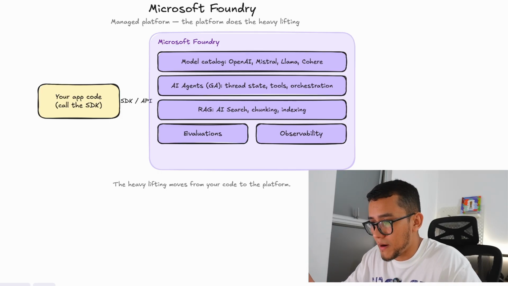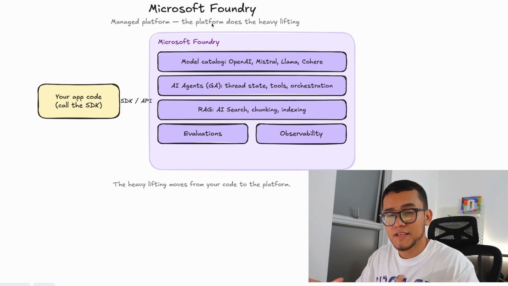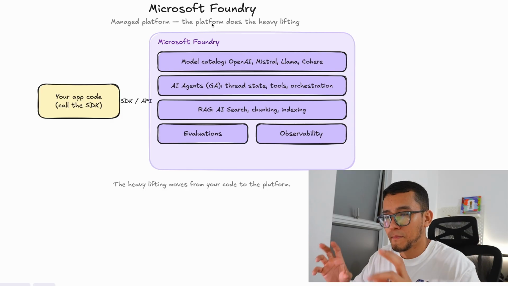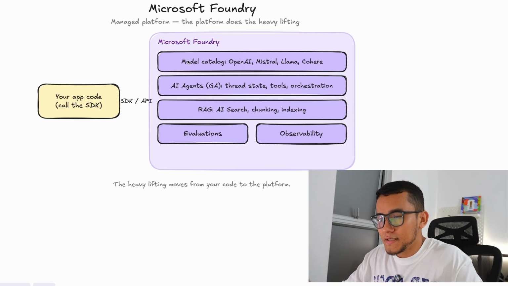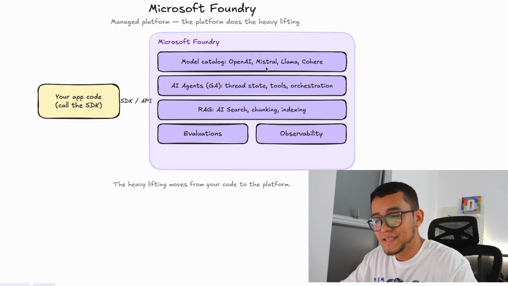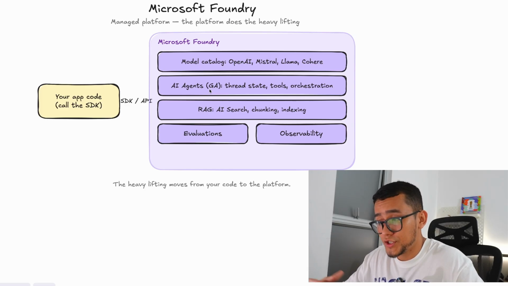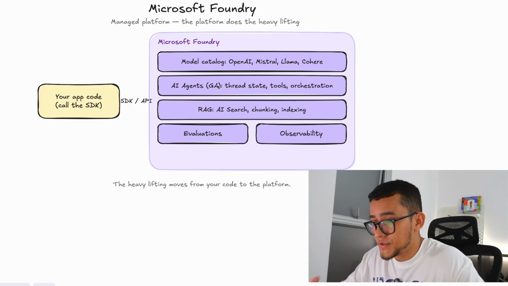Let me be specific about what Foundry actually gives you, because they call it the unified AI platform, but that is marketing language. So let's try to understand what it gives you. First, the model access. Foundry gives you access to the full model catalog. You have OpenAI models, Mistral, DeepSeek, and others through a consistent deployment and endpoint model. So you pick the model, deploy it to a Foundry project, and consume it via the same SDK patterns, regardless of which provider you choose. The second thing is AI agents. It's called the Foundry Agent Service.